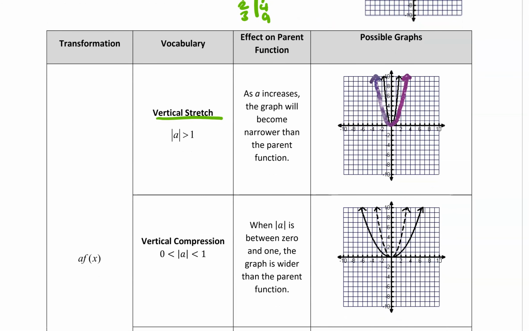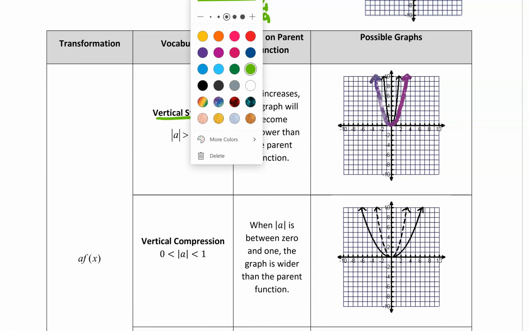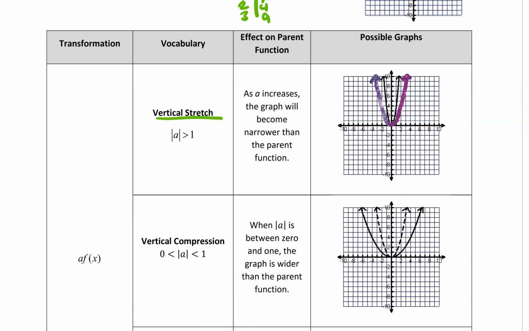So what happens when you have a vertical stretch is your parent function gets a little bit more narrow depending on the value of a. But this one right here is actually that transformed function. Because the value of a has increased, the graph has gotten more narrow. Think of it as stretching a rubber band. If I keep stretching and stretching that rubber band, think about how thin and narrow that rubber band would get over time. That's basically what's happening to this graph here.